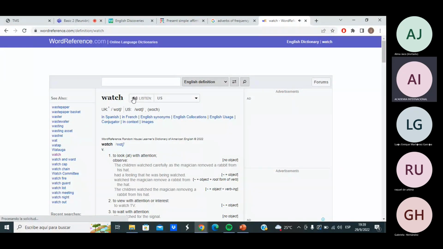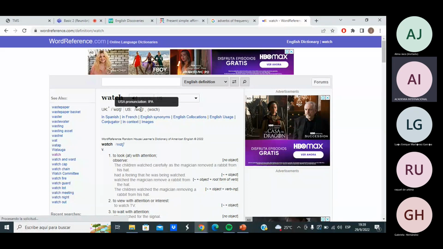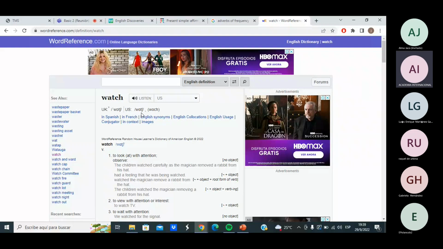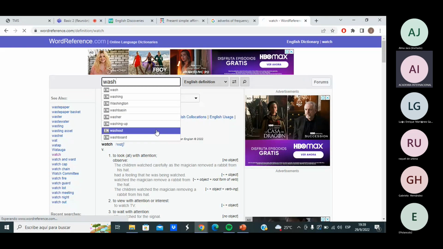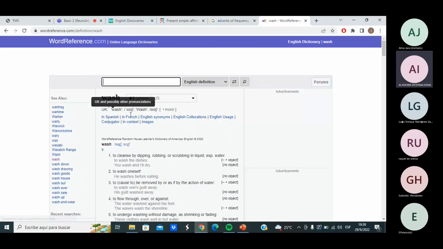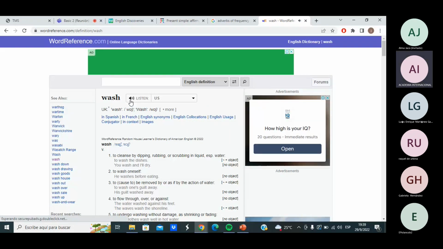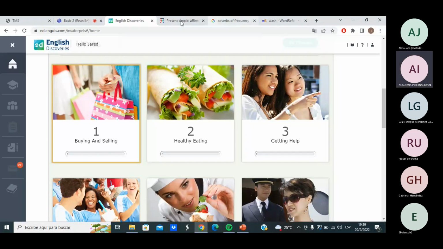Tal vez no se puede escuchar la gran diferencia, pero aquí estos son símbolos fonéticos. Aquí más o menos se ve, por ejemplo, si termina con una T y ese símbolo, el sonido es corto, watch, watch. Y si termina solo con el símbolo y sin la T, el sonido es largo, wash, wash. Esa es la diferencia.